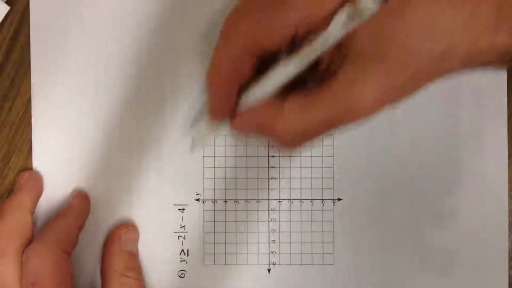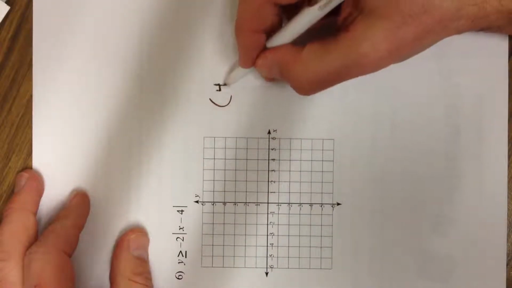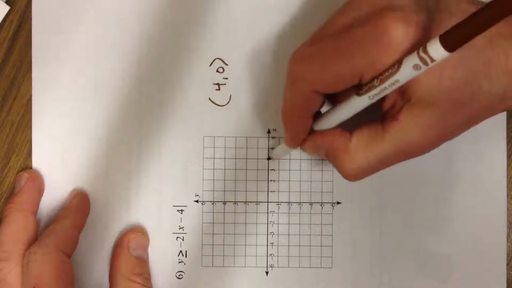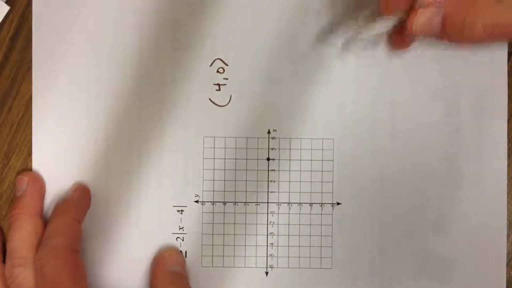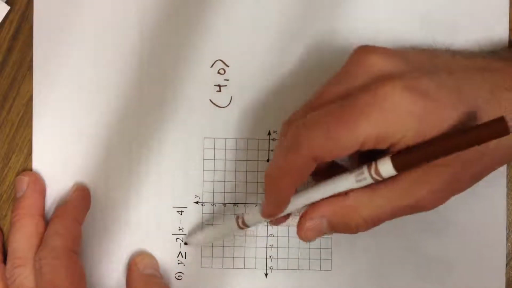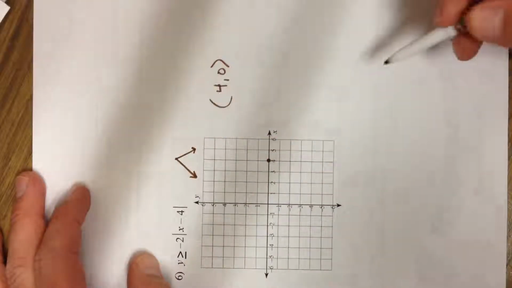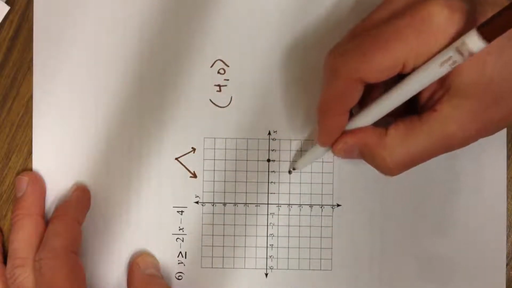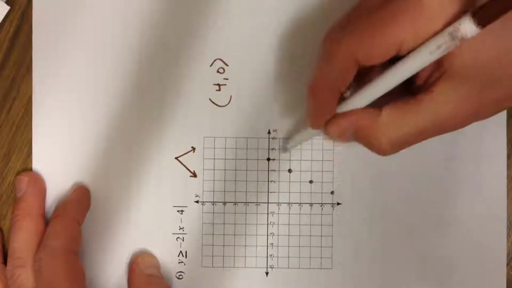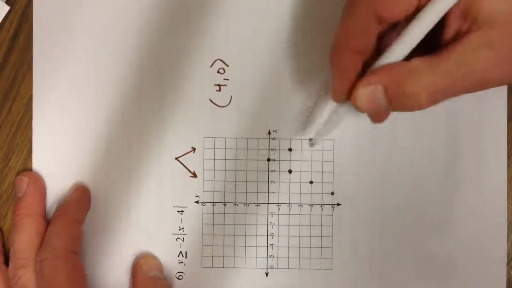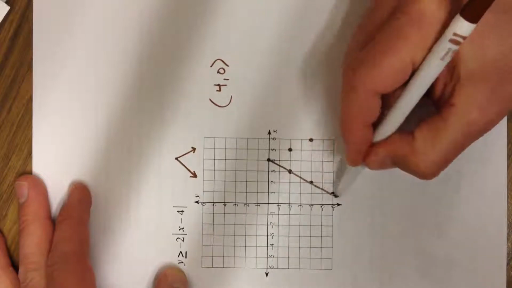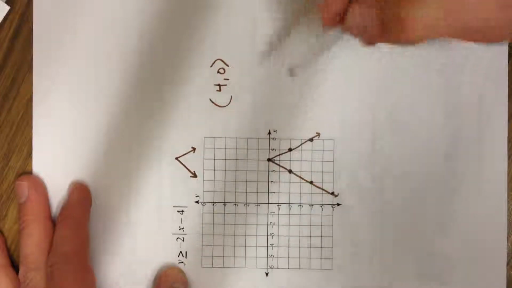Okay. So again, my vertex is going to be 4, 0, which is over here. I have a slope of -2, and I also know that since a is negative, it's going to flip over. So I'm going to go 2 to 1 this way. Should be a solid line because it's equal to.